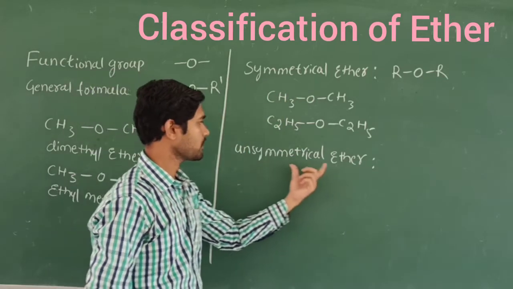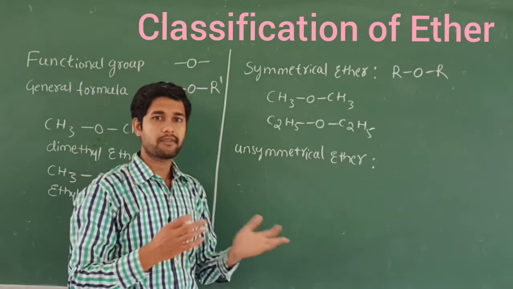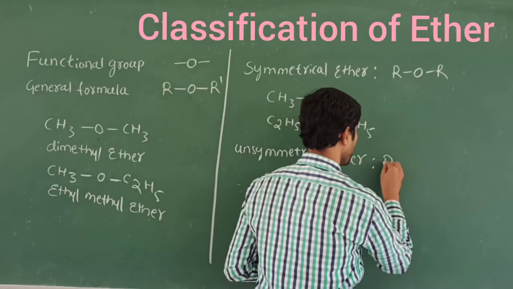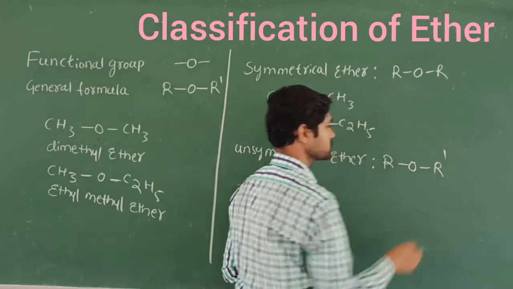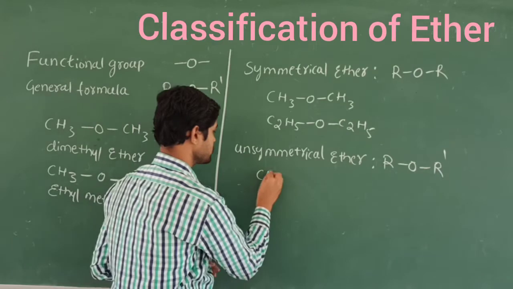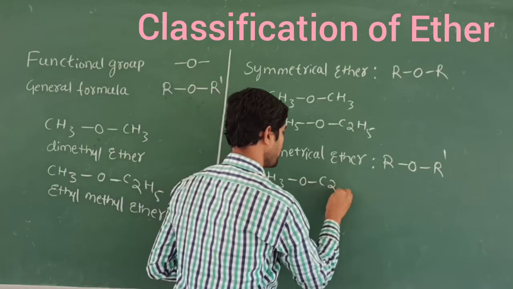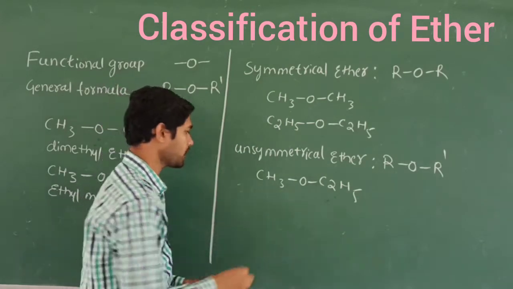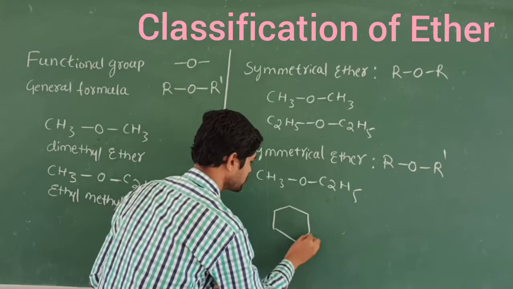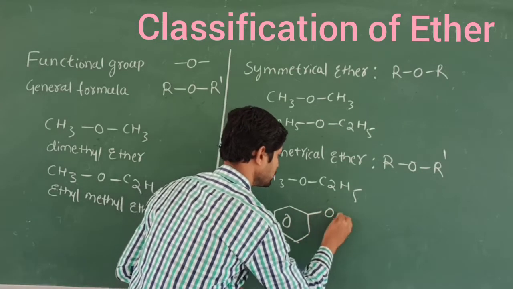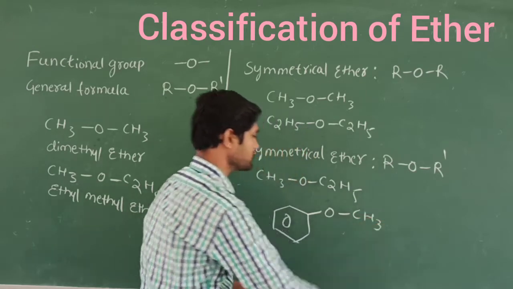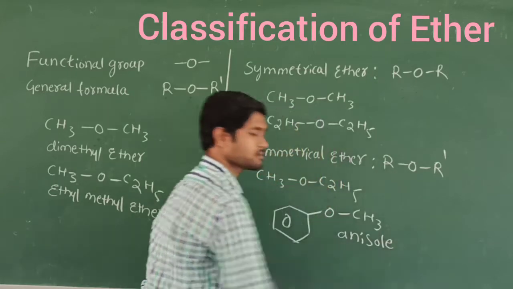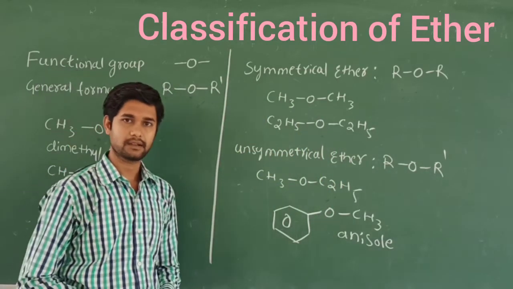Let's discuss the unsymmetrical ether. As the name indicates, different groups must be attached to the oxygen atom, and its general formula we are going to write as ROR dash. So two different groups, that is CH3OC2H5. Its name is ethyl methyl ether. Or I can write one as an aryl group attached to oxygen and a CH3 group. Its name is anisole. So these are the simple classification of the ethers.